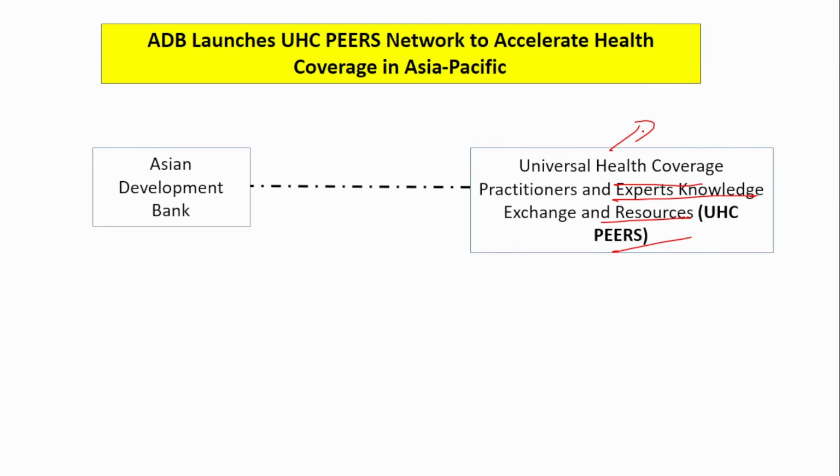The main objective of UHC Peers is to exchange knowledge and the various medical solutions between countries, and also to find ways so that medical coverage is provided to the underserved. It is quite easy to give a solution to people who already have access to medical solutions, but expanding medical coverage to underserved people and exchanging the knowledge is very important. That is what this network does.